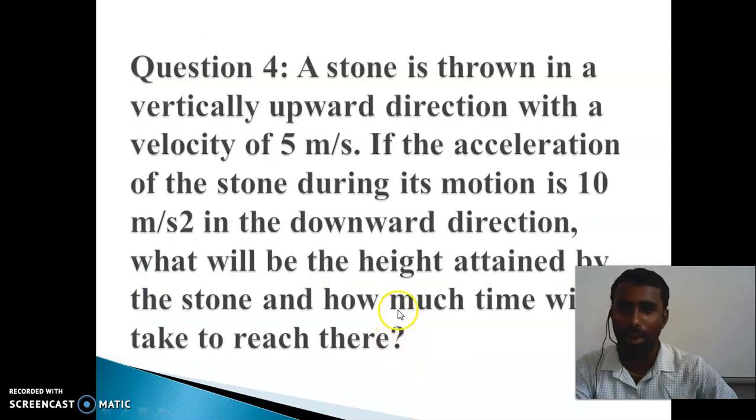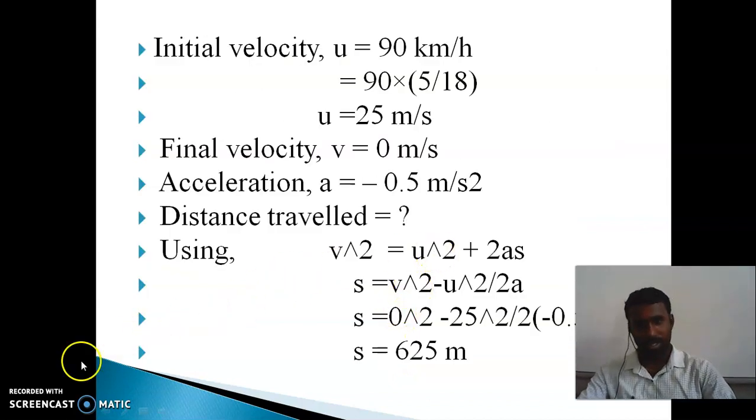Okay. So the next problem we will see in the next slide. Just revise this problem. So next slide I will explain the next problem.